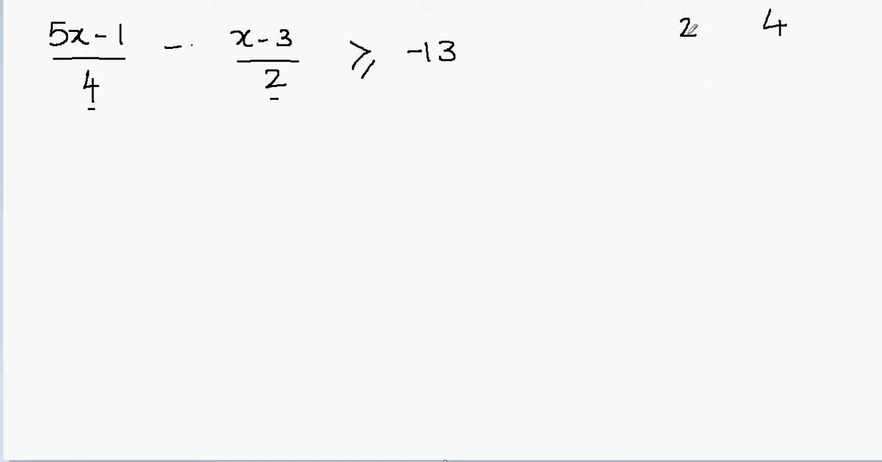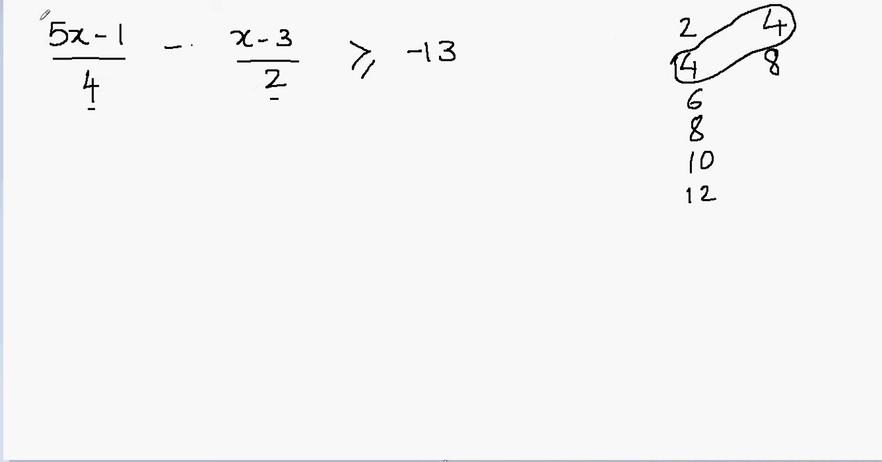Now, what are the multiples of 2? 2, 4, 6, 8, 10, 12. For 4, well, we don't even have to write. We can see that the least common multiple is 4. So this is our least common multiple. That means we have to multiply our fractions by the least common multiple, which is 4.